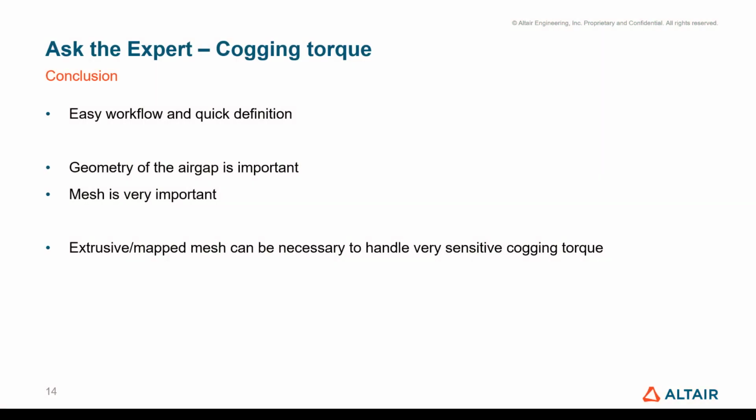So now let's see the conclusion of this Ask the Expert about the cogging torque. So we've seen we can easily define a workflow and define quickly the different regions we need, so mostly magnet, lamination, and the rotating bodies. We've seen the geometry of the air gap is important, so having 2 or 3 layers will change a lot the model you will solve. And also the most important part is really the mesh. So we've seen a really bad mesh can give you completely wrong results or very noisy results, at least in 2D. And using extrusive and mapped mesh can be really necessary and can save you a lot of time and memory actually by having a very regular and nice mesh in the air gap.